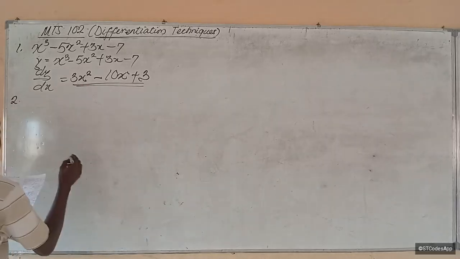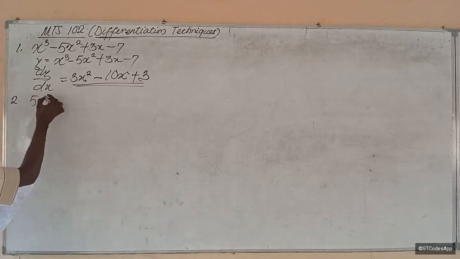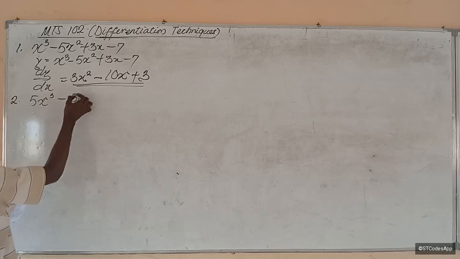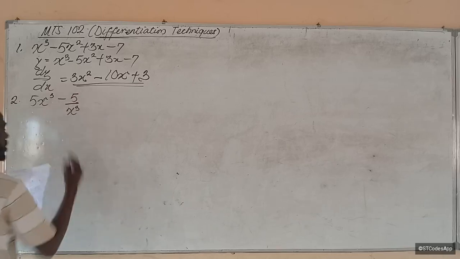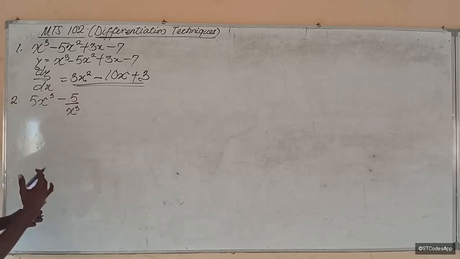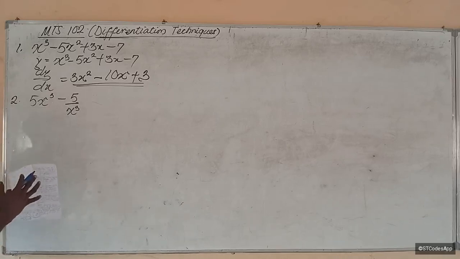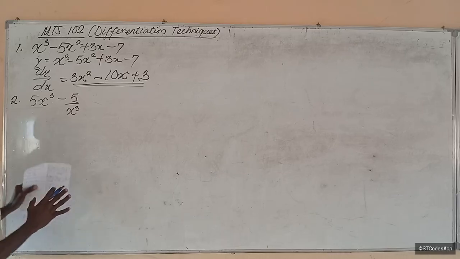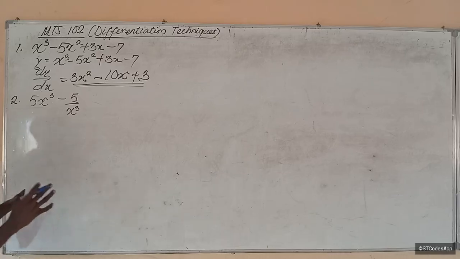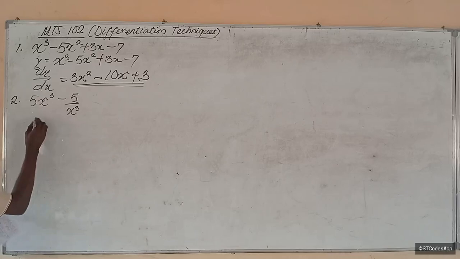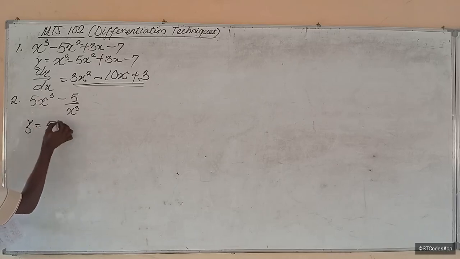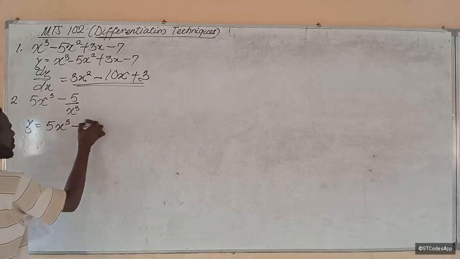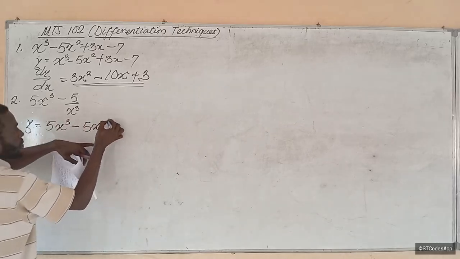Then number 2 says that 5x raised to the power 3 minus 5 over x raised to the power 3. All right. Now, in order to solve this question, you have to first simplify it to the form that you will find more comfortable to solve with. So I will write this as y equal to 5x raised to the power 3 minus 5x raised to the power minus 3.